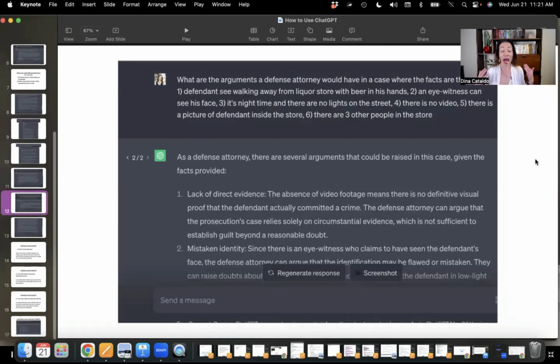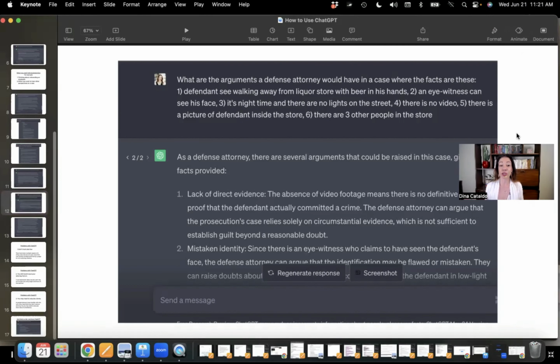Another thing I would have loved to have had when I was first starting out as a criminal prosecutor would have been the ability to ask GPT a question like this: what are the arguments a defense would have in a case where the facts are these? One, defendant seen walking away from liquor store with beer in his hands. Two, an eyewitness can see his face.